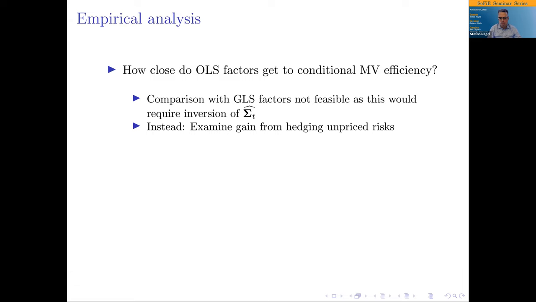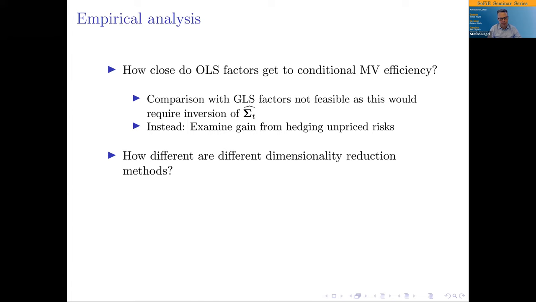But what we can do to get closer to this is to look at whether hedging these factors gives you gains in terms of the Sharpe ratios. And as we discussed earlier, there's no reason to stop after one round of hedging. One can actually do multiple rounds of hedging and then look at what's the maximum Sharpe ratio that you can get from hedging these factors. And if you can improve the Sharpe ratio a lot by hedging these factors, this basically tells you that the original factors are not very close to being mean variance efficient, because otherwise you wouldn't be able to get this gain from hedging these unpriced risks.